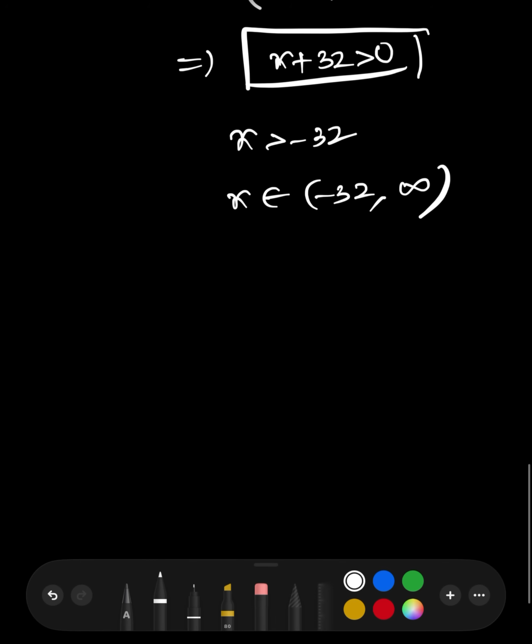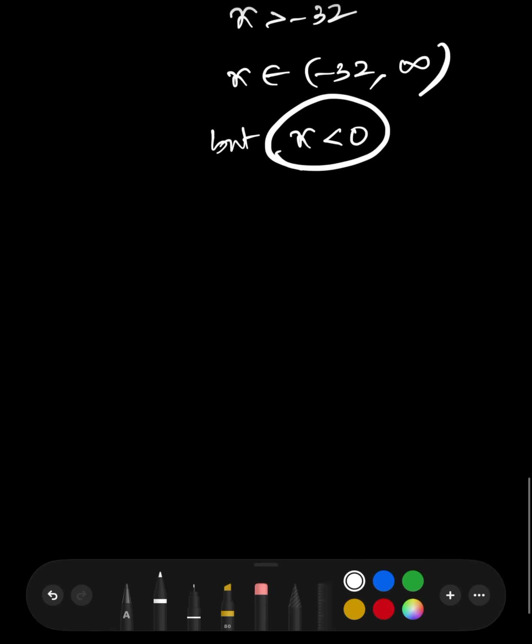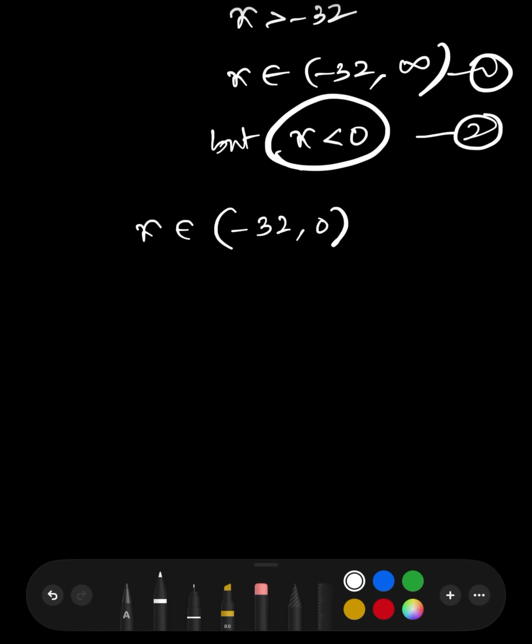But in this question we considered first that x is less than 0. By intersecting these two, x belongs to the open interval (minus 32, 0). In between minus 32 and 0, we have the integers minus 31, minus 30, and so on. The number of integers in that interval is 31. Thank you.